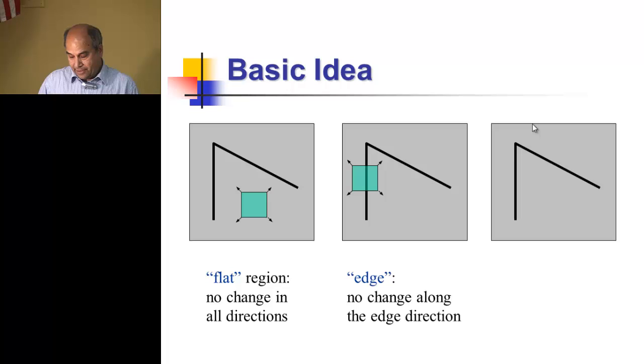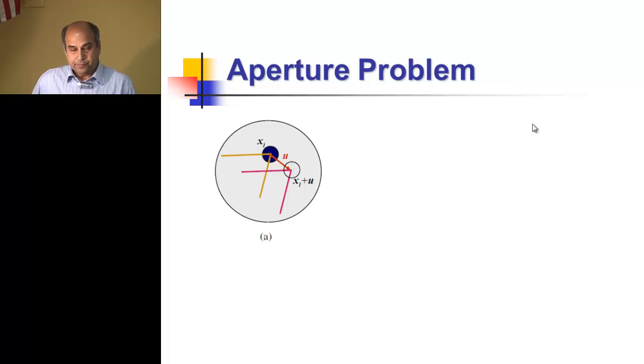And if you look at here, now here the change is significant because a different part of the image around that corner is exposed, and that is a good interest point which we want to use. Okay, so the reason the corner or interest point is good is because it does not have the aperture problem.